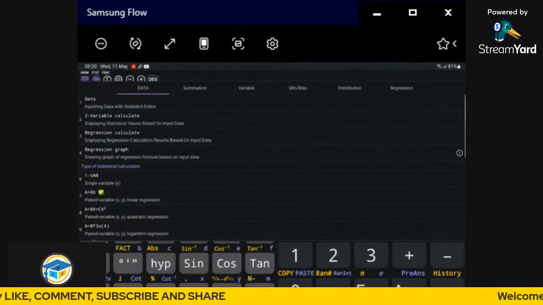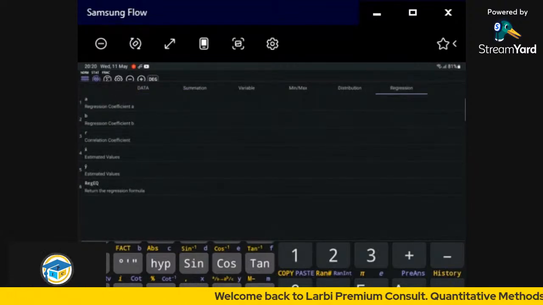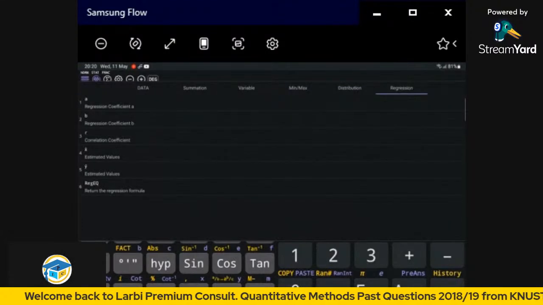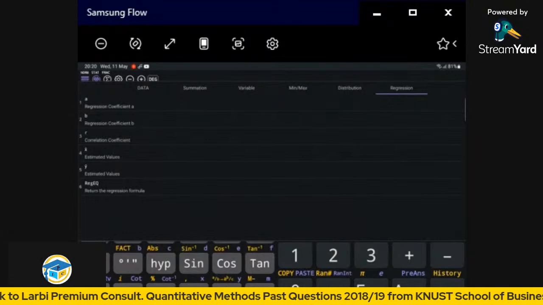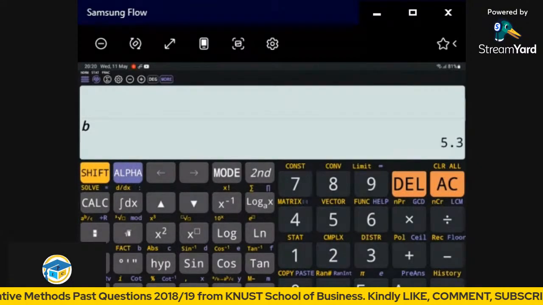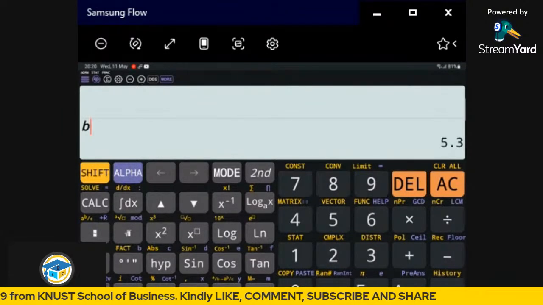Once you press 1, we are looking for what? The first question is asking what is the slope. So you select regression on your calculator, then you select the regression coefficient, which is B. Once you select B, your answer will pop up. Have I left something out?